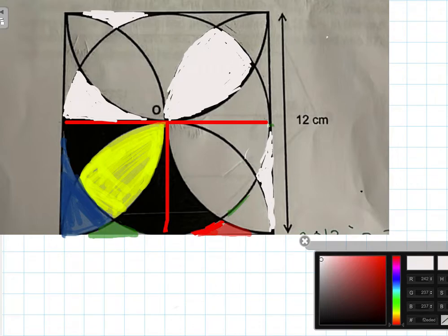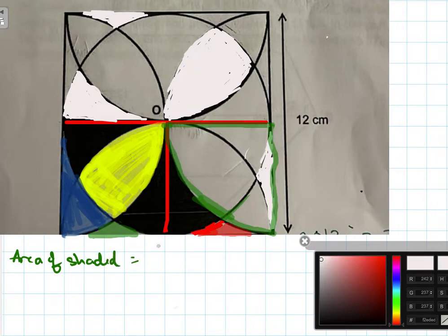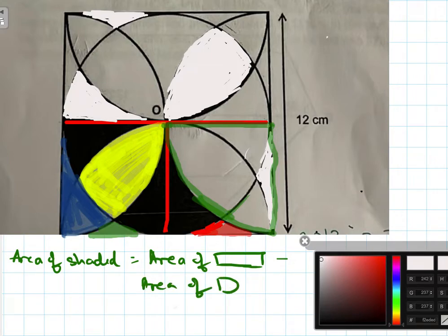I have this whole thing inside this quadrant which is unshaded. So how can I find the area of the shaded? The area of the shaded equals the area of the rectangle minus away the area of the quadrant. Correct? So what is the area of the rectangle?